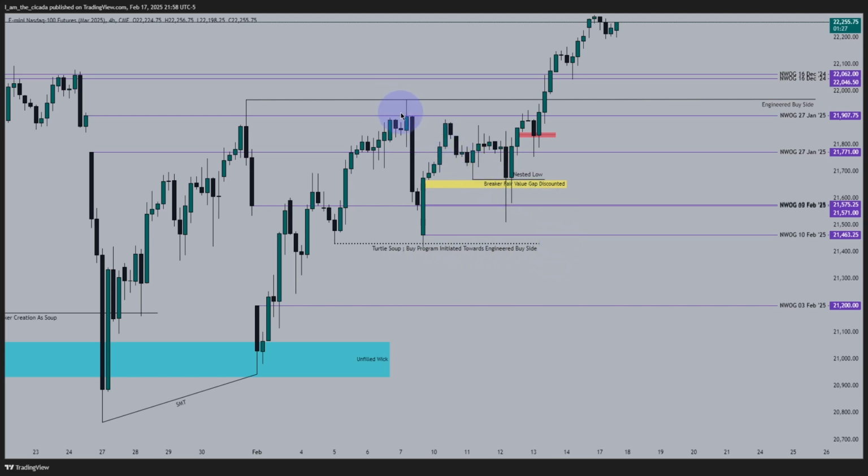If engineered buy side here was going to be left alone, and we were going to react off of this fair value gap here as a bearish fair value gap, price would have 100% pushed through this low and reached for lower sell side, such as this low here and this low here. But as we can see, as price went below this low, it remained above the high of this candle here, and rejected off of this low, giving us a turtle soup, which started to take us higher.